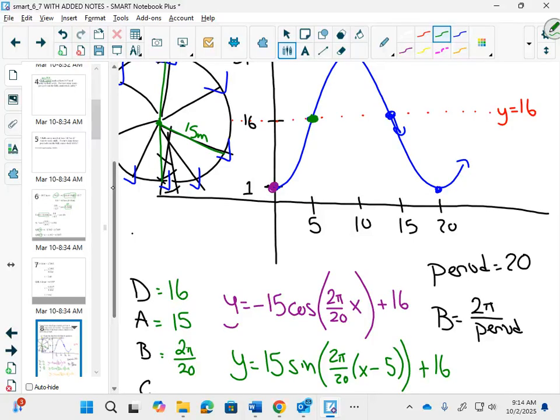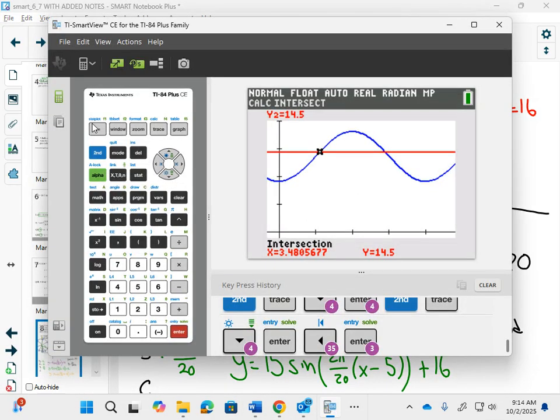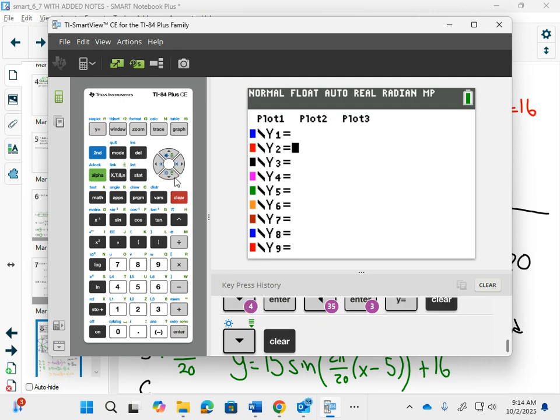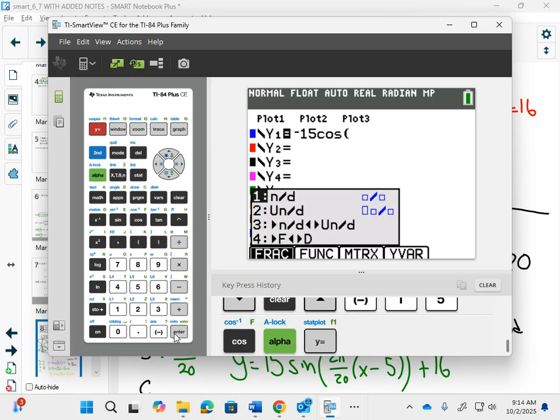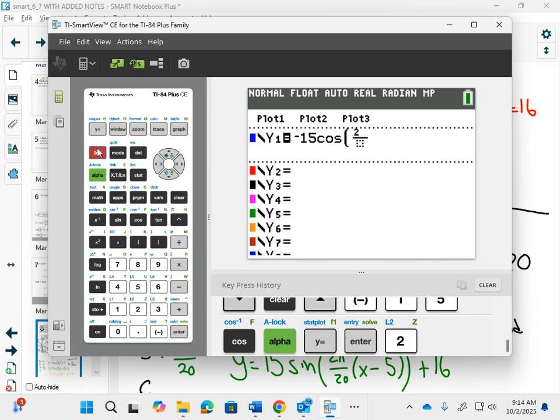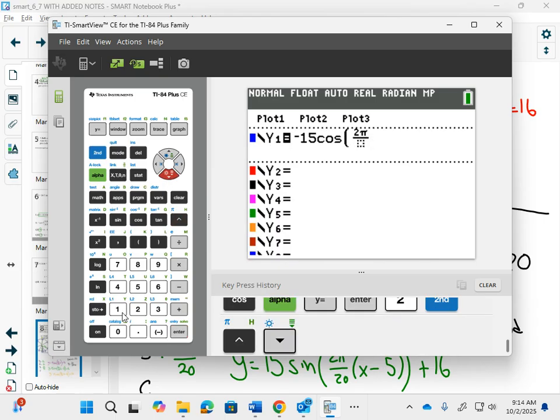Okay? So we can use any one of these. So I'm going to take this, I'm going to put it in my graphing calculator, because I'm going to answer the next two questions with the graphing calculator just to get used to it. So I'll pull out my graphing calculator and clear out these equations. And I'm going to use the negative 15 cos (2 pi over 10) x, the one that had no translation, plus 16.